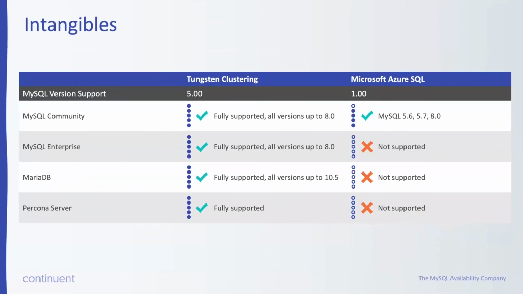Again, how about version support, right? So with Tungsten Clustering, we support MySQL Community, Enterprise, MariaDB, Percona Server, every version up to the latest versions. With Azure, you just get MySQL 5.6, 5.7, and 8.0. And if you go with Flexible Server, you just get 5.7. You don't get Enterprise or MariaDB or Percona Server. So you're kind of limited in your versions of MySQL that you'd like to use.